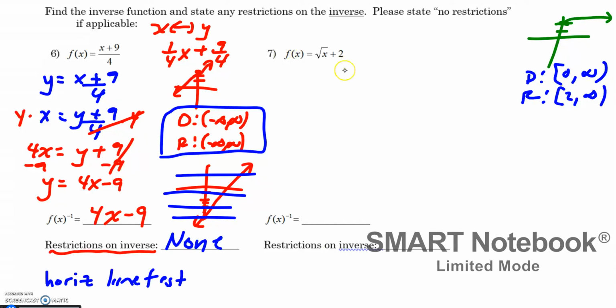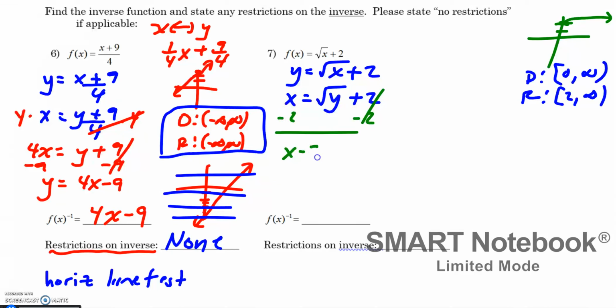If I actually would like to find the inverse, because I know it exists, because it passed the horizontal line test, I'm going to replace f of x with y. I'm going to switch x and y around and resolve for y. So I would subtract the 2. x minus 2 equals the square root of y. Square both sides.